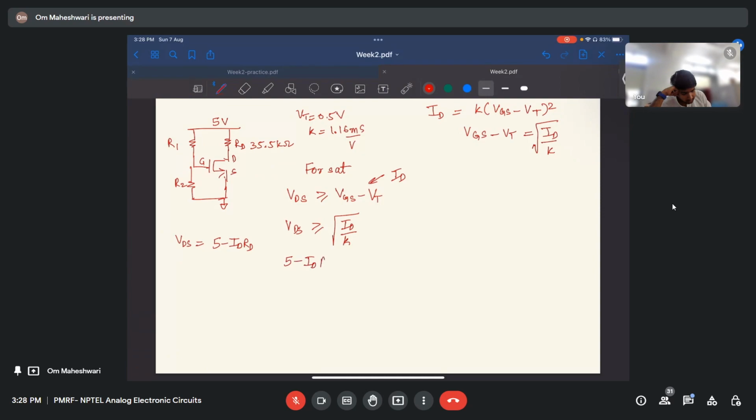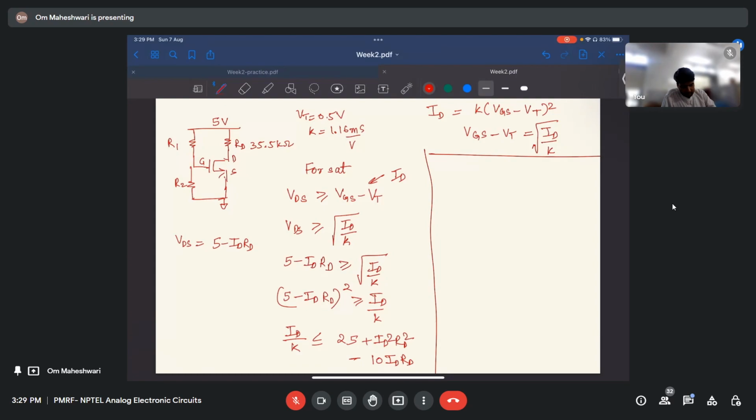5 minus ID RD should be greater than or equal to under root ID by K. And if we take the square here, 5 minus ID RD whole square is greater than or equal to ID by K. So let me write this way: ID by K is less than or equal to 25 plus ID square RD square minus 10 ID RD. Right.